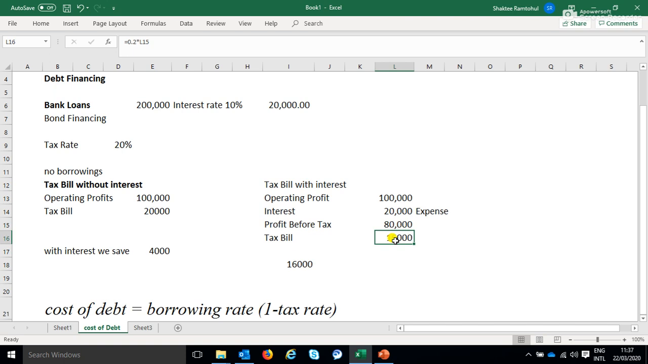Now, what's the deal here? Couldn't I just have said that the cost of debt when it comes to a bank loan is 10%? Well, the answer is not really. Referring to my example, without interest the tax bill is 20,000. With interest, the tax bill is 16,000. I hope you can see that with interest, we save 4,000, that's 20,000 minus 16,000. So I'm sure you will agree that, in effect, the cost of the debt financing is not 20,000, but 16,000. This is because we save 4,000 in terms of tax.